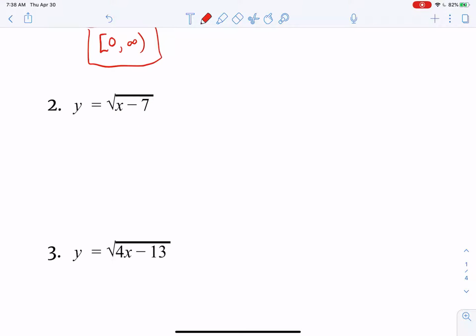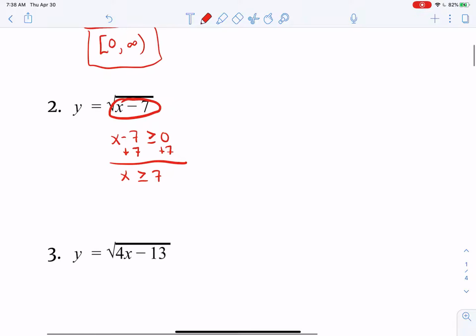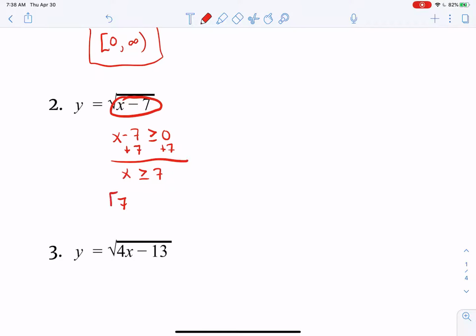We take this whole expression, x minus 7, and we know that it has to be greater than or equal to 0. And then we would solve this inequality. Solving an inequality is just like solving an equation with a couple of exceptions. We just add the 7 to each side, and we get x is greater than or equal to 7. So the left limit would be 7, and the right limit would be infinity.